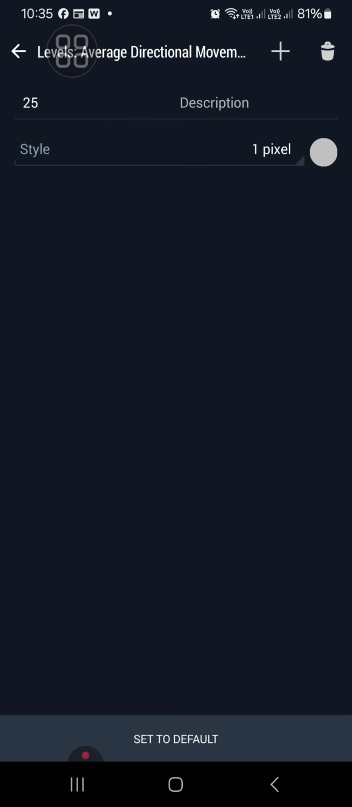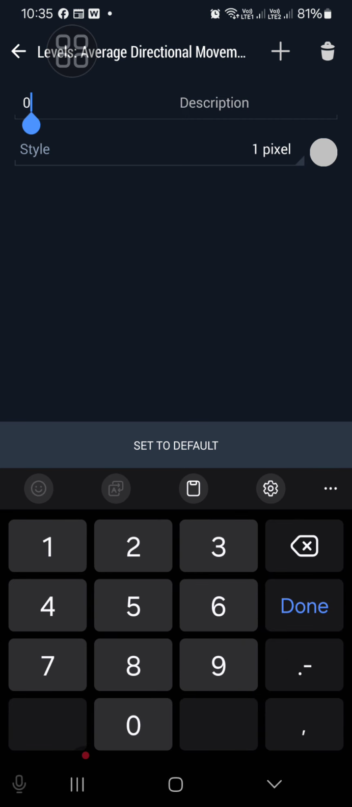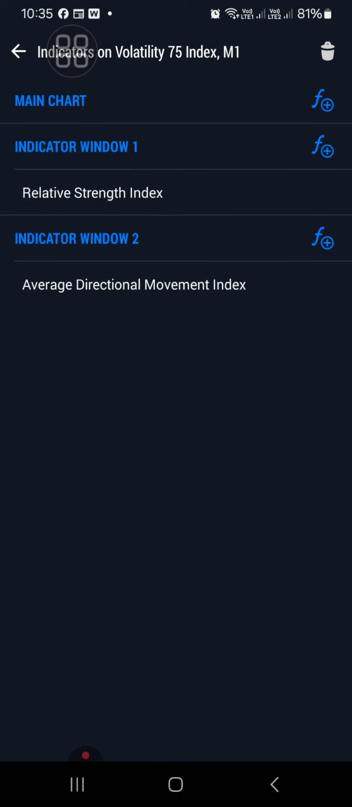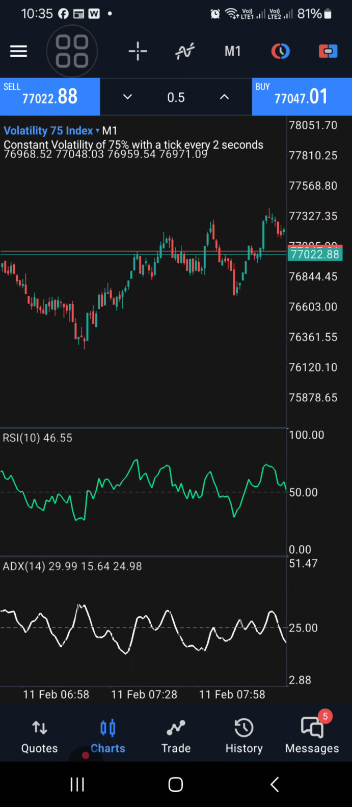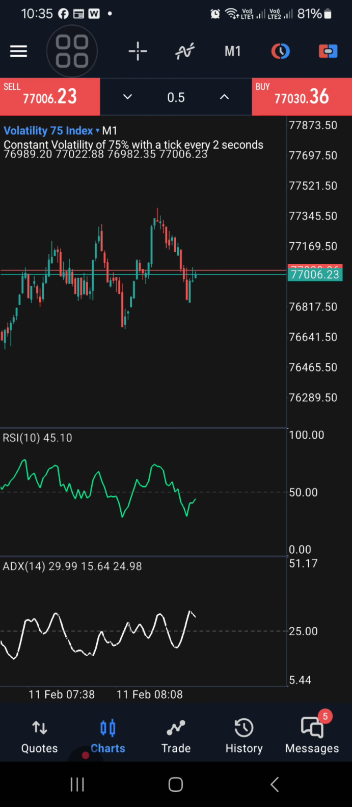We have levels here. Click on the levels. We are going to insert 25. The default will be like this, so you need to click on the plus icon, then you add 25, then you go back and click save. If you come back on the main chart, we now have these settings. We have the RSI and the ADX.